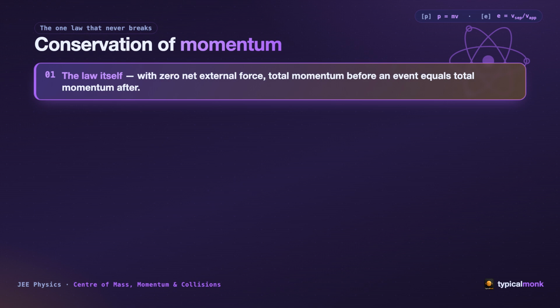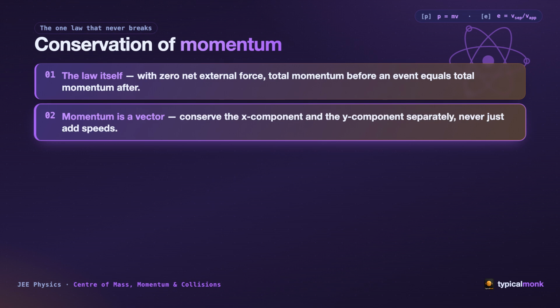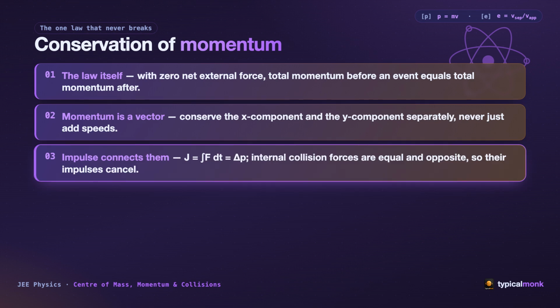First, the law itself. When the net external force on a system is 0, its total momentum before an event equals its total momentum after. Second, momentum is a vector. Conserve the sideways component and the vertical component separately. Never just add up speeds. Third, impulse ties it together. Force integrated over time equals the change in momentum, and during a collision, the internal forces are equal and opposite, so their impulses cancel out in the total.